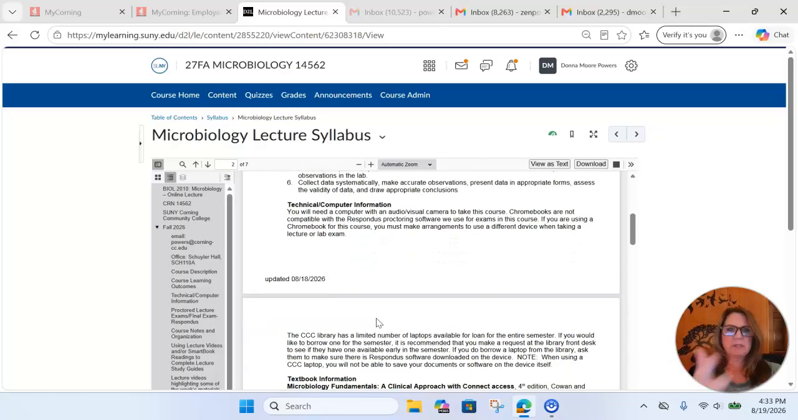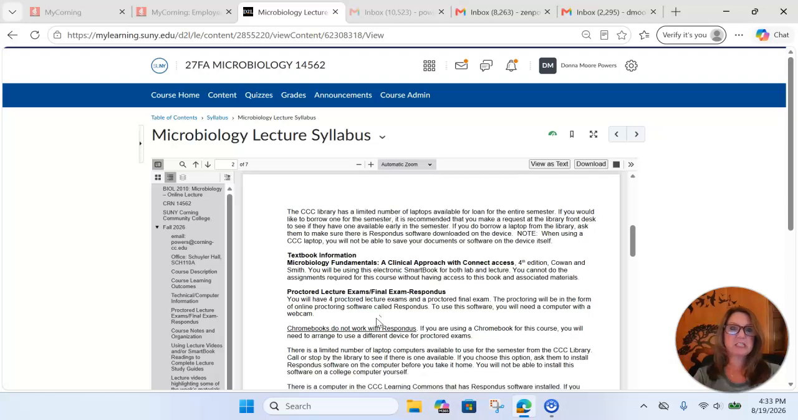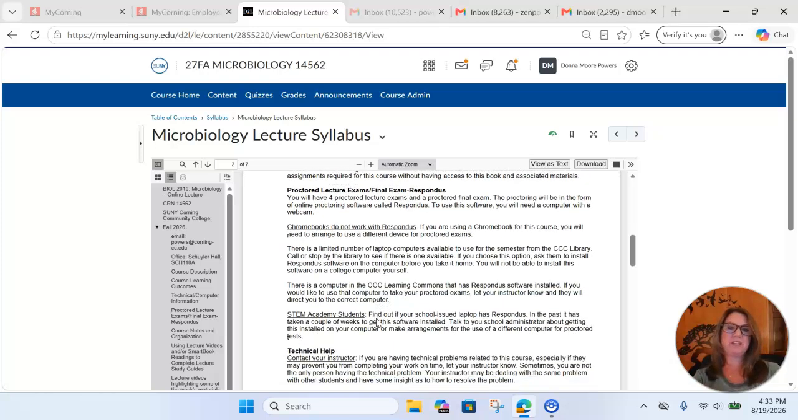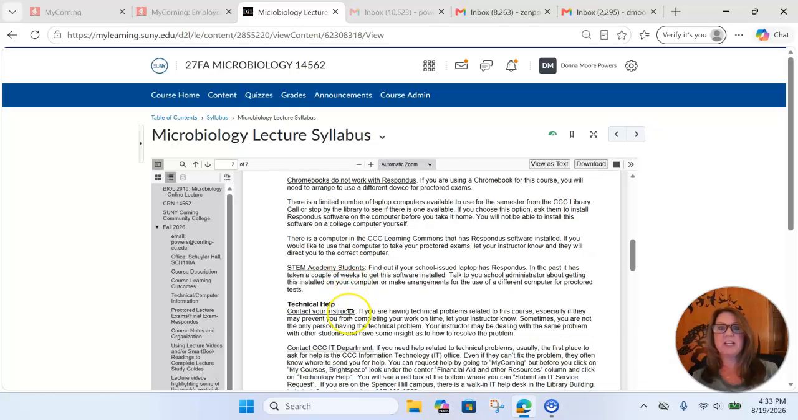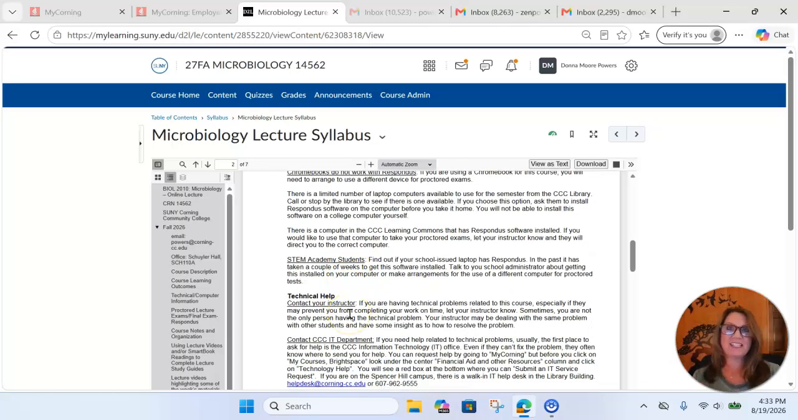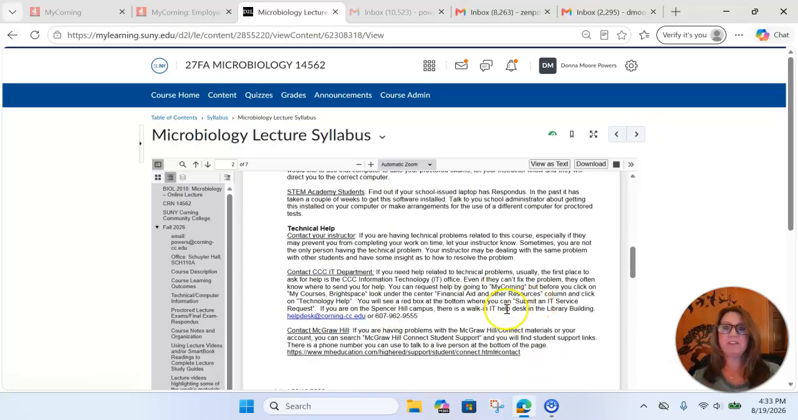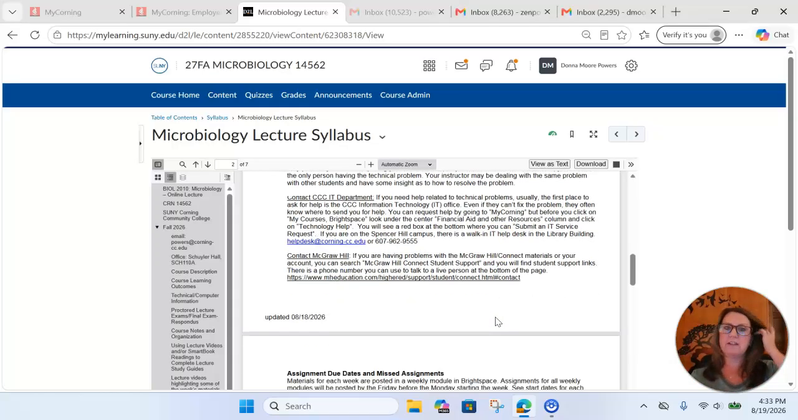You'll see here in the syllabus, there's some technical information, the textbook, and so on and so on. It tells you how you'll be essentially taking your online exams with the Respondus lockdown browser with screen recording. Gives you some information here if you have a Chromebook, or if you're a STEM Academy student. So it's important to take a look at the details of the syllabus. And it's important to do that in every single class that you take. There's a lot of information here, very helpful information. You're going to want to come back to it over and over and over again.